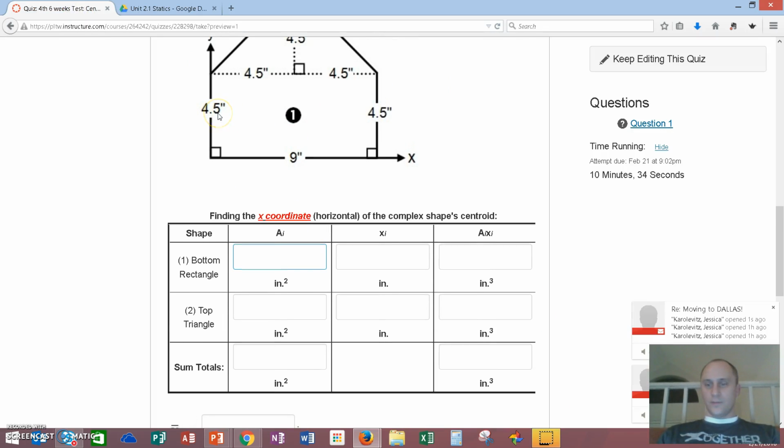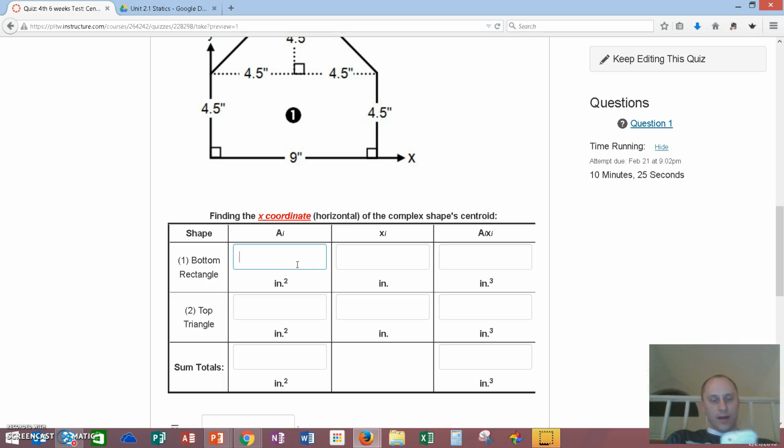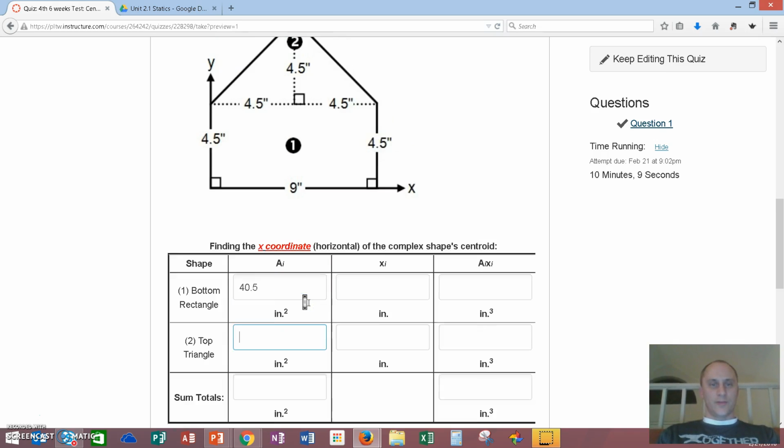We see that the base of this rectangle is 9 inches. The height is 4.5. We just multiply those two together, and 9 times 4.5, if you do that on your calculator, is 40.5. And so we simply enter 40.5 as the area, and the units are given to us here as inches squared. We're going to come down and do the same thing for the top triangle.